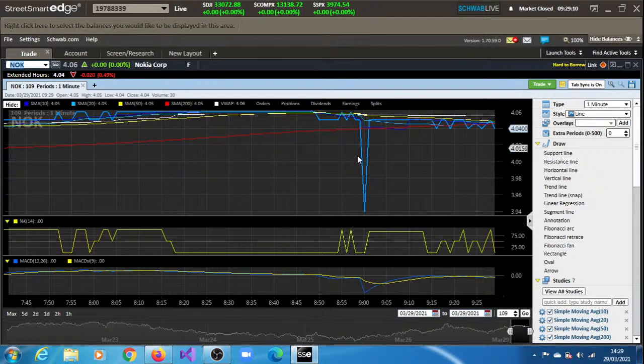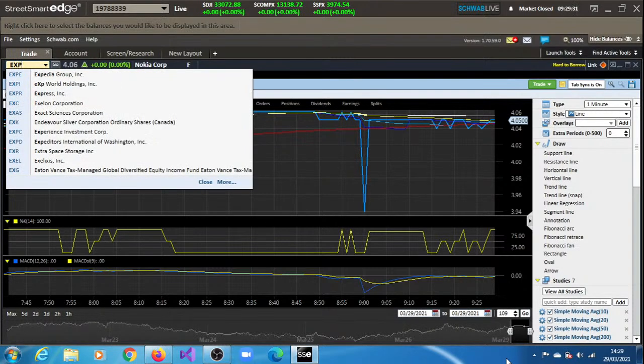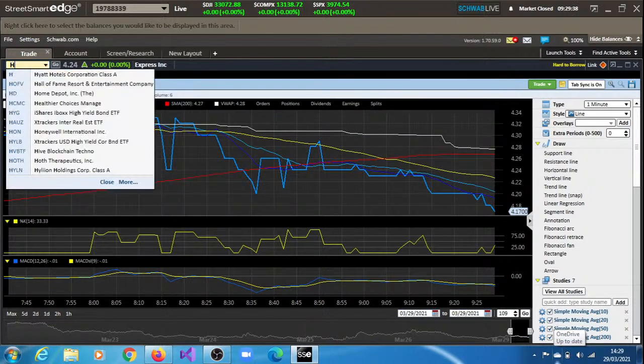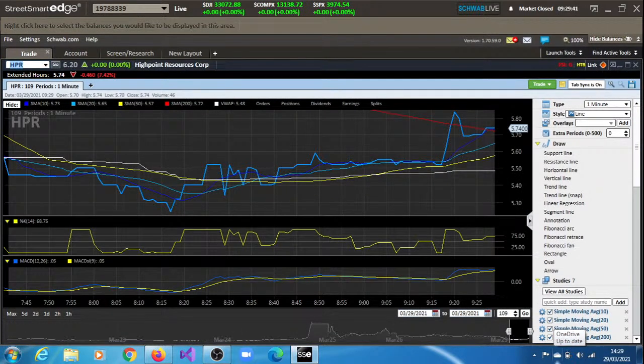It looks like a sharp shot, and sudden advantage of that taken. Express down 1.65%. HPR down, yeah, it's getting up, trying to gather some of the losses it lost. High Point down 7.42%. Earlier on it was double that.